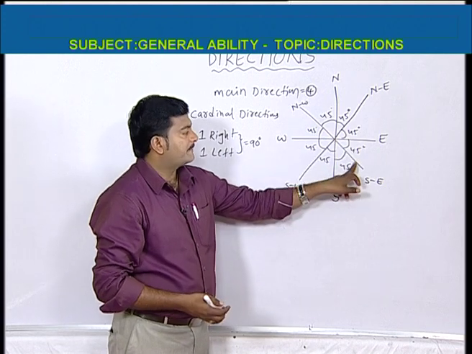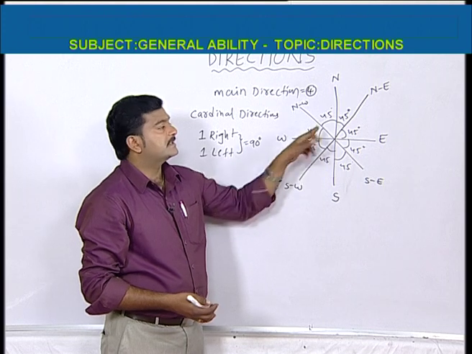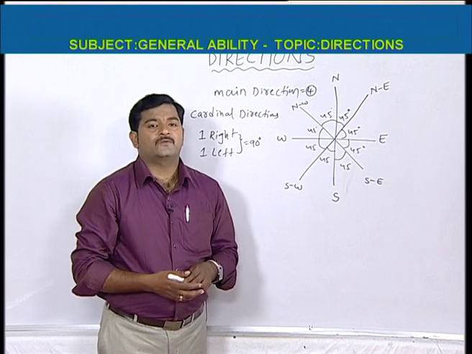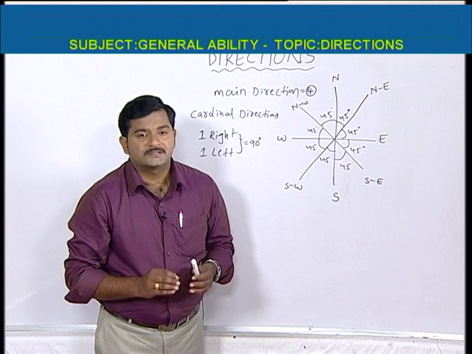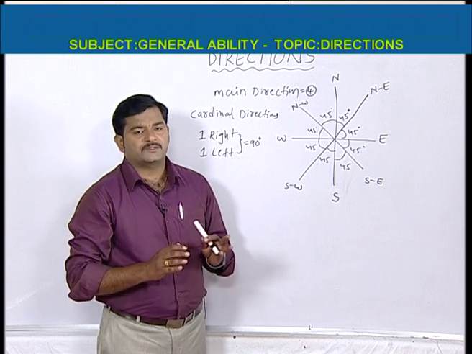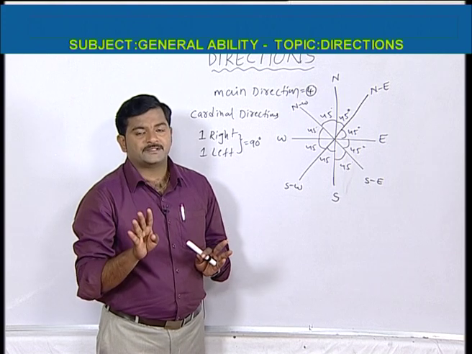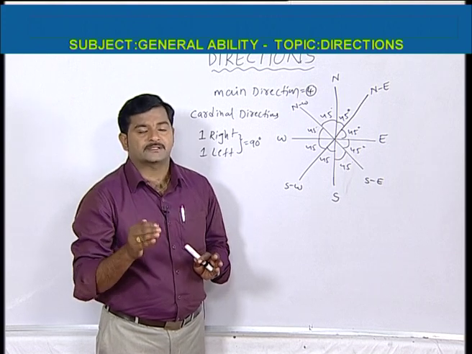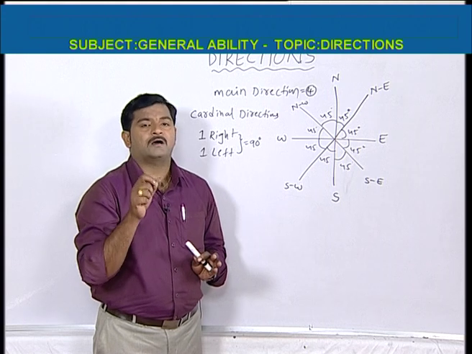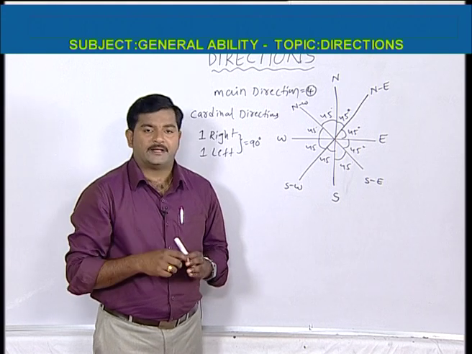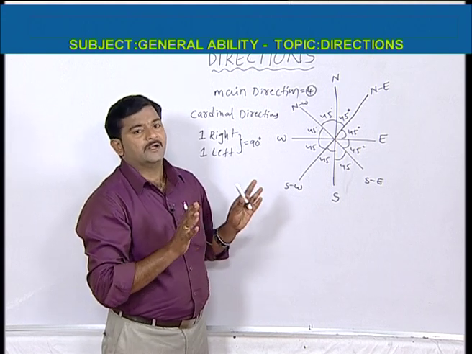So 90 degrees, 90 degrees, 90 degrees and 90 degrees. So 90 into 4 is equal to how much we are getting? 360 degrees. Okay. So simple logic from this part, just remember 4 main directions and 4 cardinal directions, and one right turn or one left turn equals simply 90 degrees. This is the main part you need to observe.